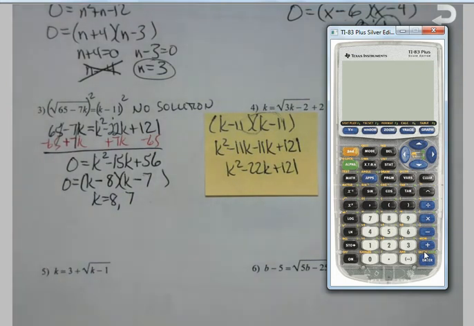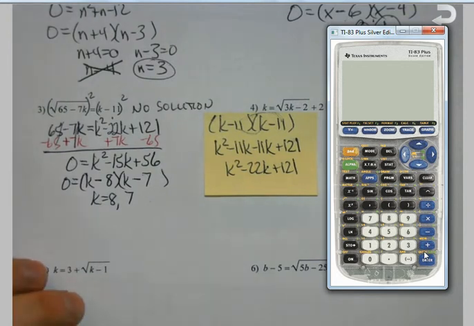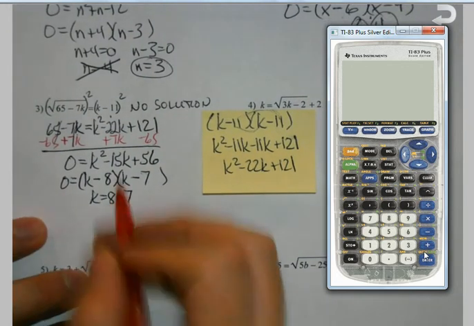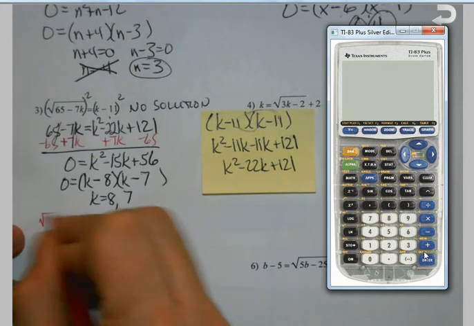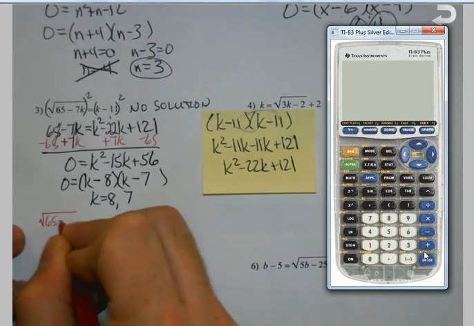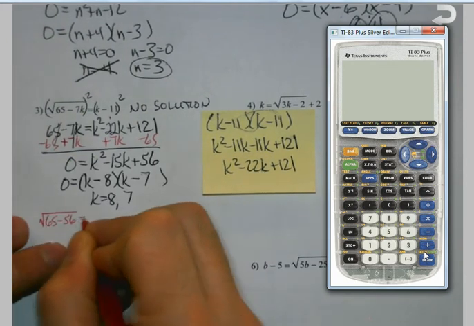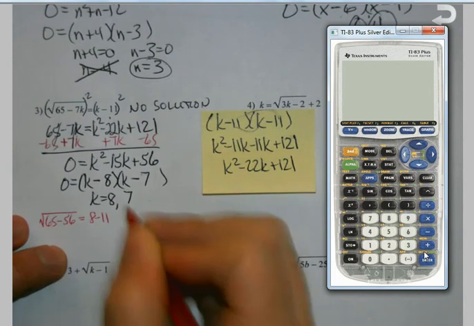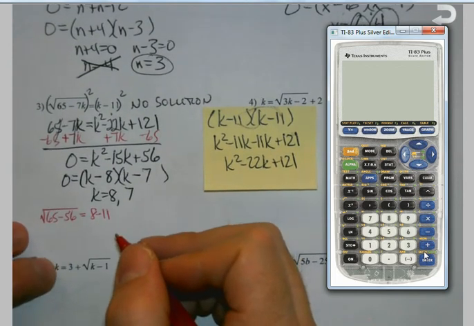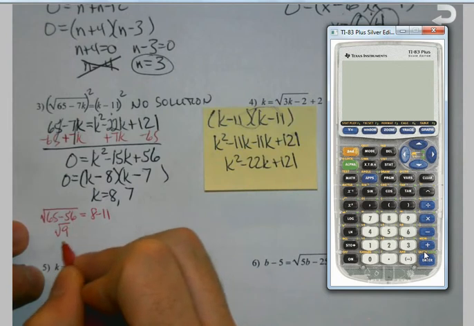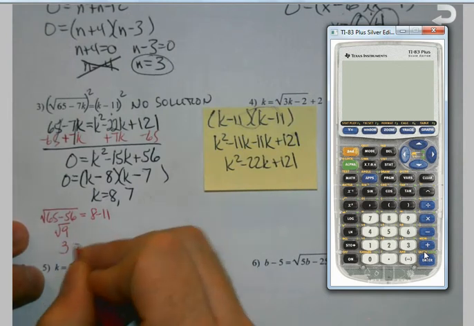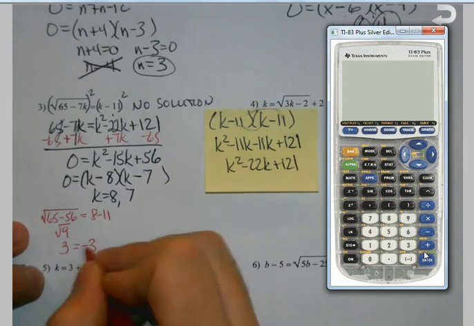But remember, when you're going to test these to see if they work, if I plug in 8, 65 minus 7 times 8 is 56. So let's see. 65 minus 56 equals 8 minus 11. Because again, I'm just plugging it in for the variable. This would be the square root of 9, which is 3. 8 minus 11 is, oops, negative 3. That didn't work.